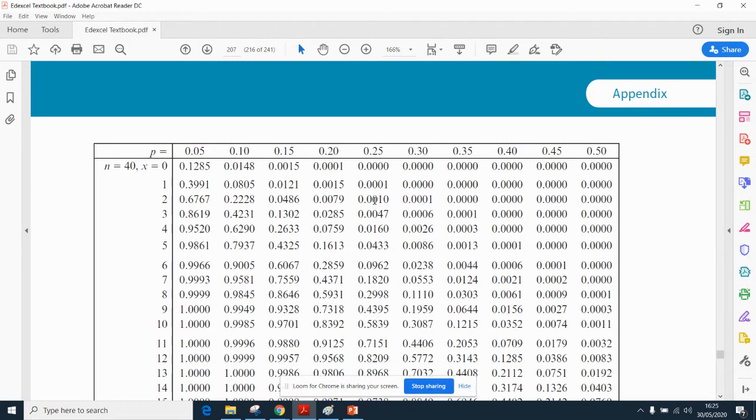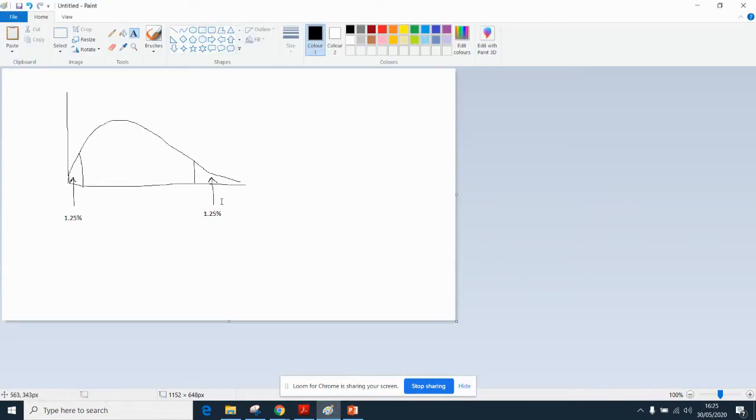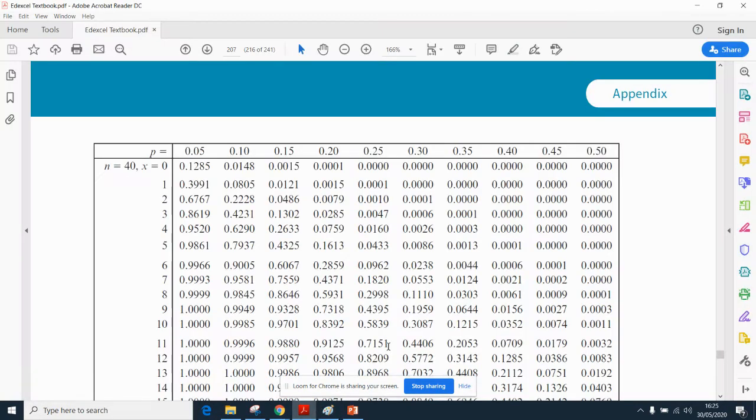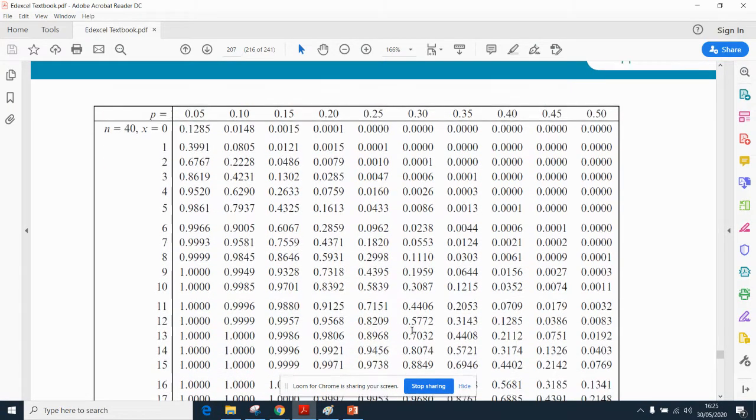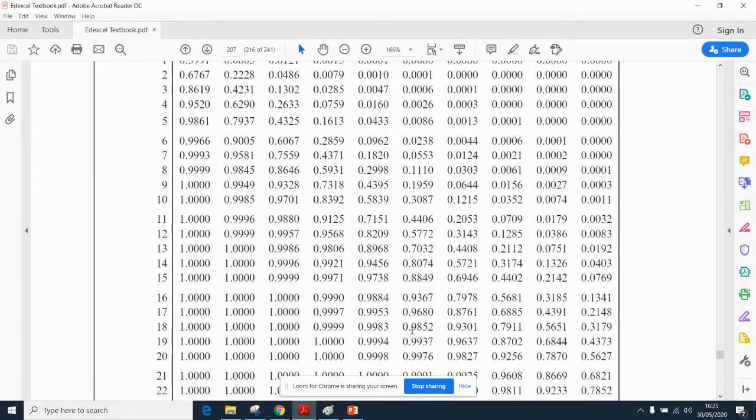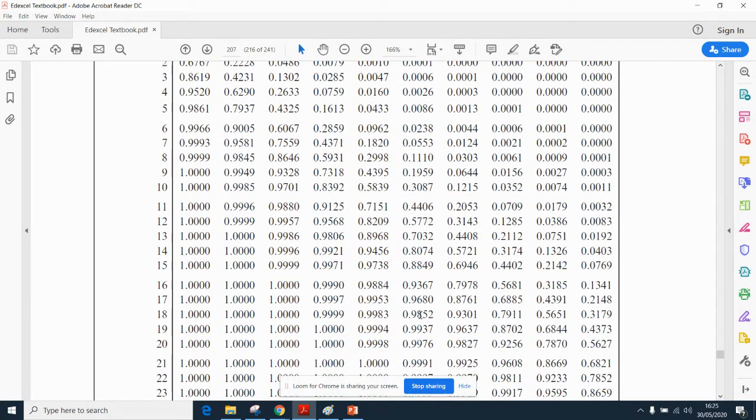And then because these keep adding up and adding up, and looking back at this diagram, 1.25% at the top end means that 98.75% is on the bottom end. And so we're looking for one which is around about 98.75%. So here we go, 18.